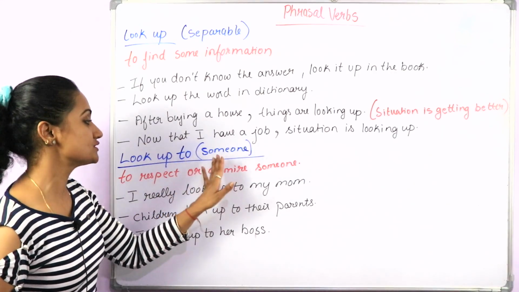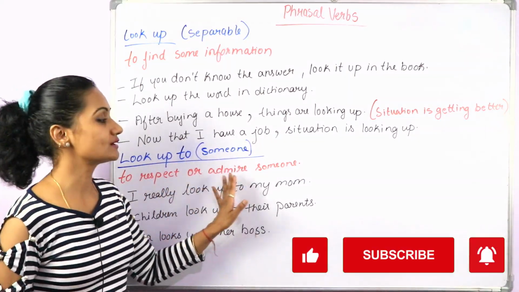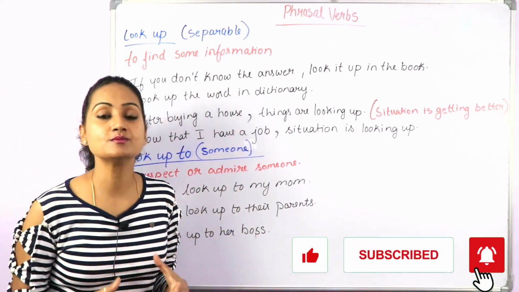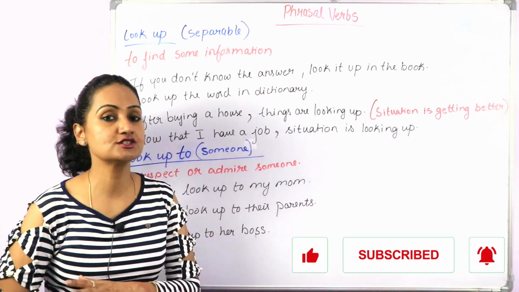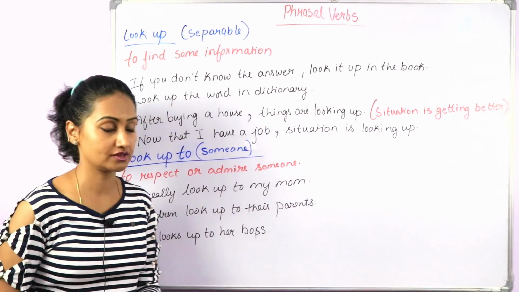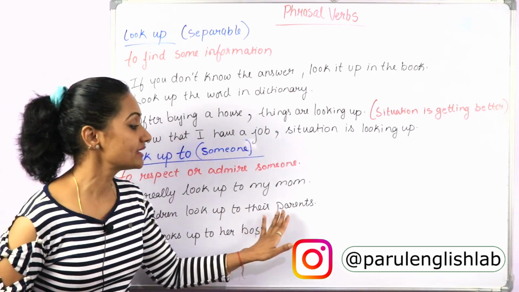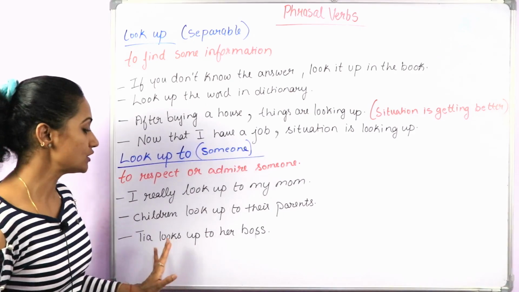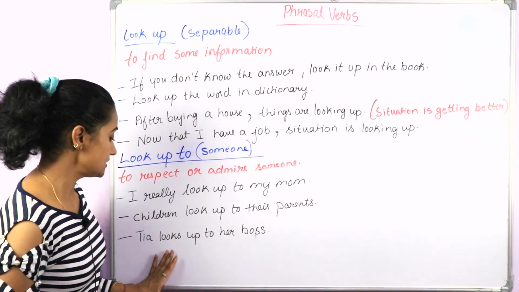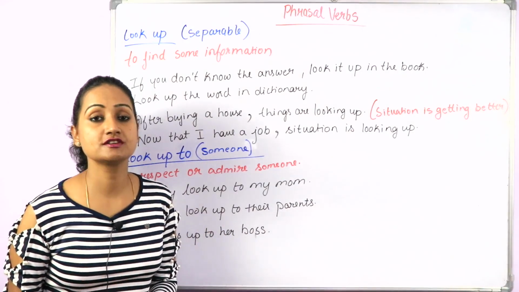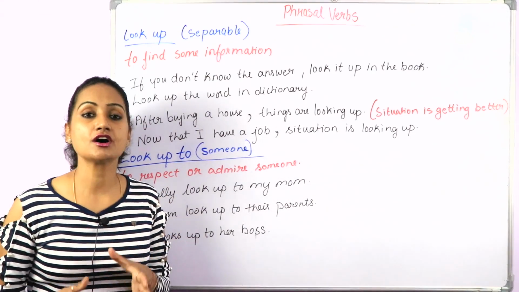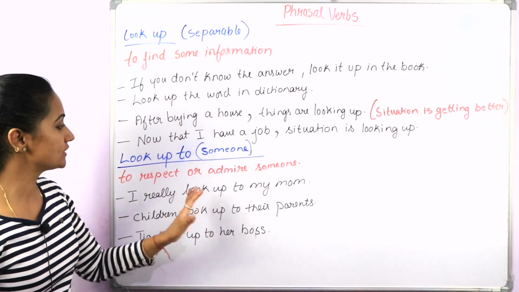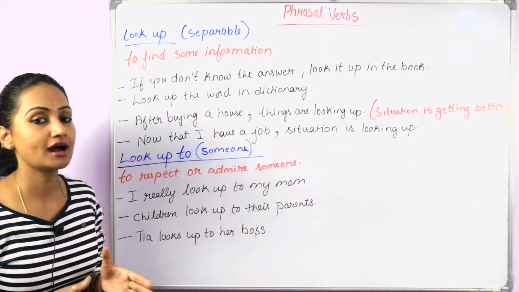Next is look up to someone. To respect or admire someone. I really look up to my mom. I admire my mom. In my opinion, she is perfect and I want to be like her. Children look up to their parents. Generally, children want to be like their parents. Tia looks up to her boss. She admires her boss. She respects her boss. He is her mentor and she wants to be like her boss. So this way you can use look up and look up to.